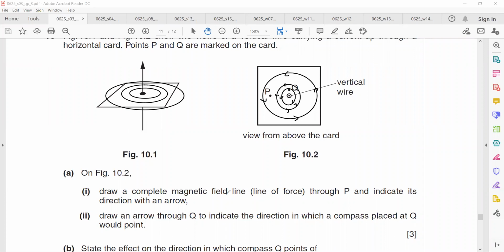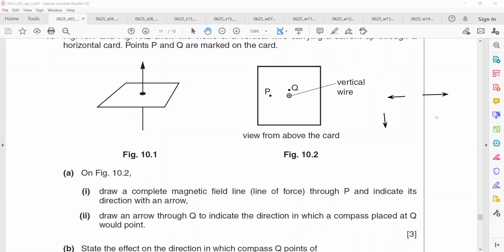Because we have to draw a complete magnetic field line through P and indicate the direction with an arrow. And draw an arrow through Q to indicate the direction of a compass. Like if we place a compass needle at point Q, where will it point? Which one is the right answer? You can use the screen annotation to show which one is the right answer when we place a compass at Q.